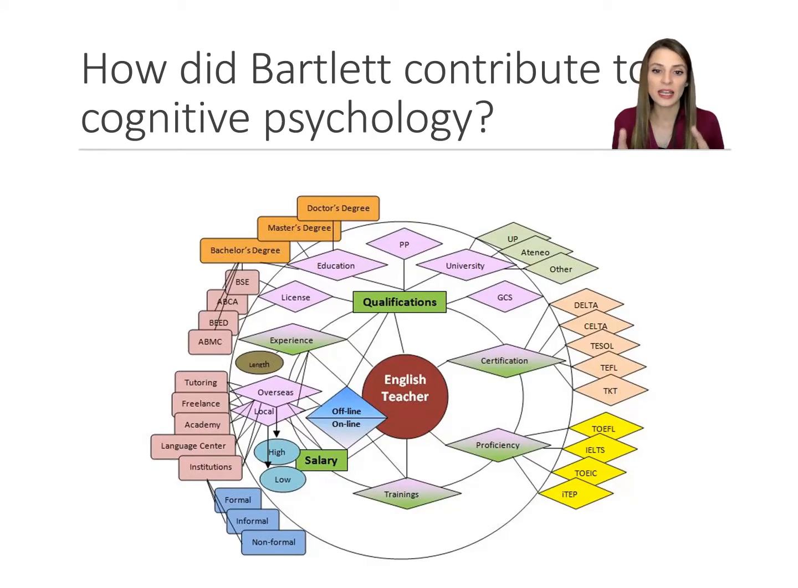The schema for English teacher that you see here involves everything from that person's training to the different parts of their job to the different tests that they need to be able to pass. It's got salary information. The topic of English teacher might bring something totally different to your mind. You might think about children, you might think about books, writing, essays. It depends on your experiences.